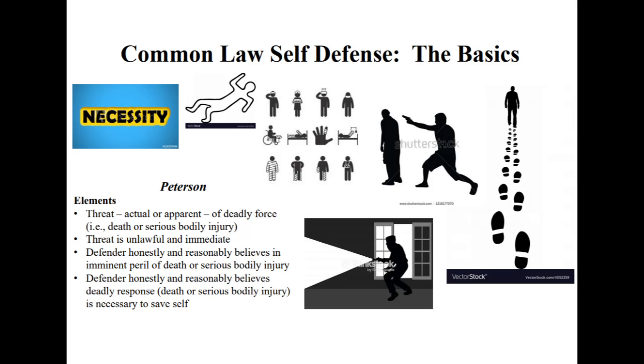In terms of the term or element of an honest belief in imminent peril of death or serious bodily harm, and an honest belief that the response is necessary to save himself, again, by honest, the court means good faith. And then for the reasonableness requirements, that there be a reasonable belief the defender was in imminent peril of death or serious bodily harm, and a reasonable belief that the deadly response is necessary to save himself, we're talking about an objective standard.